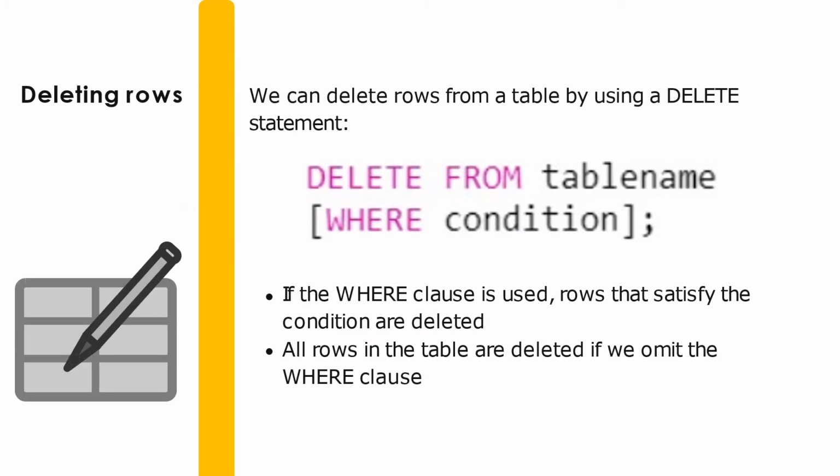We can delete rows from a table by using the delete statement with the following syntax. If the where clause is used, rows that satisfy the condition are deleted. A word of caution, however, all rows are deleted if we omit the where clause. So make sure that we have a where condition if we do not want that to happen.